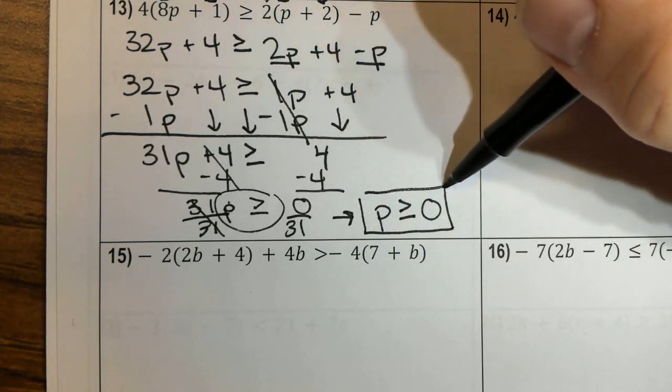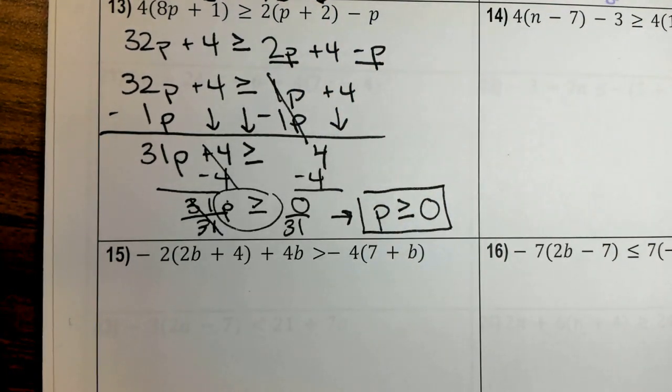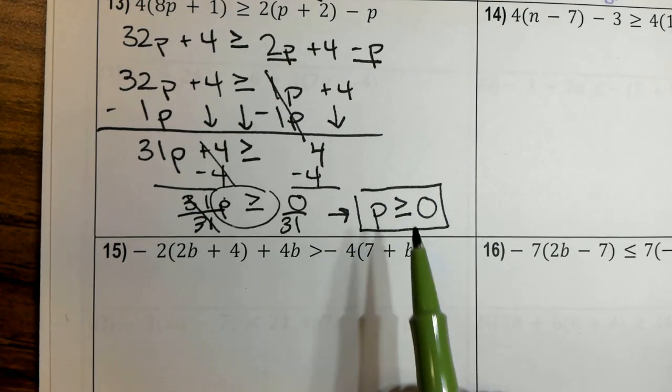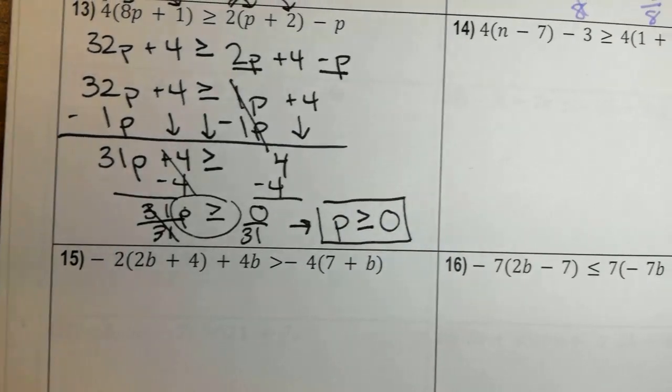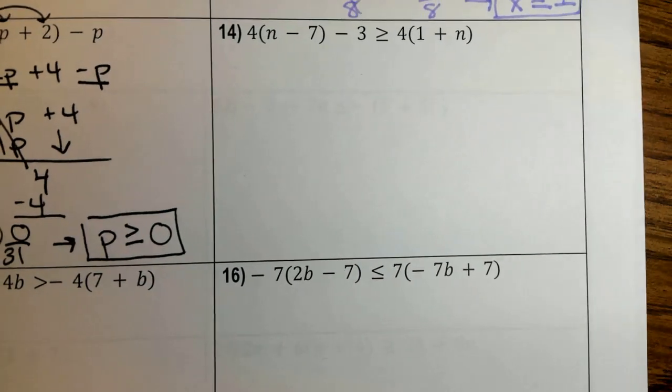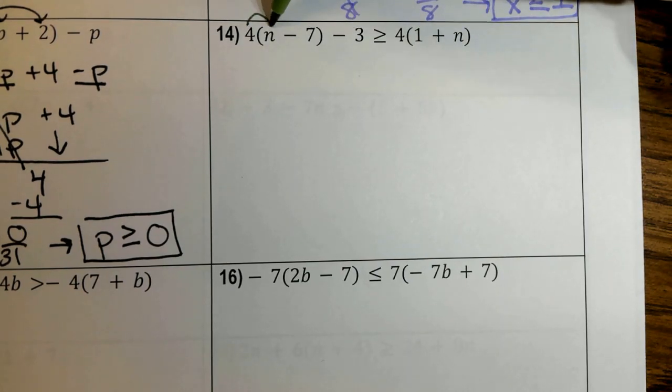Please don't write just 0. That would be incorrect. You have to have the inequality sign on these. It's not like equations where it just equals a number, so you can just put the number. Here, the sign definitely makes a difference, and if the sign is wrong, that would make the answer wrong, so don't do that. All right, 14.